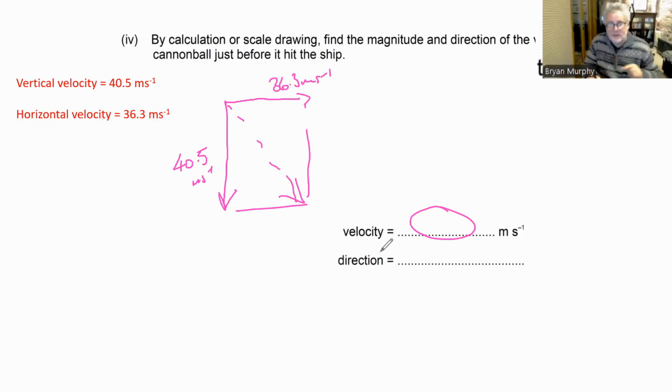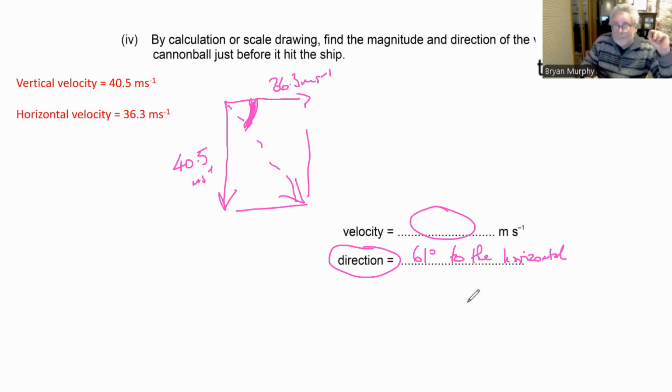But we also have to add a direction. Nearly always they remind you that it is not just the magnitude, you have to give a direction. So you do tan to the minus 1 of 40.5 over 36.3, and you get an angle, whatever it is, 61 degrees to the horizontal. You must either show it on your diagram or write it in your answer. You could do it to the vertical, it's your choice. So that is adding vectors.